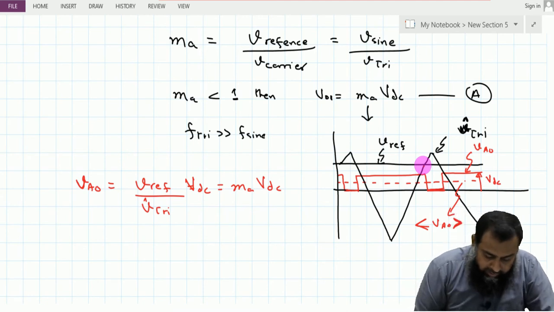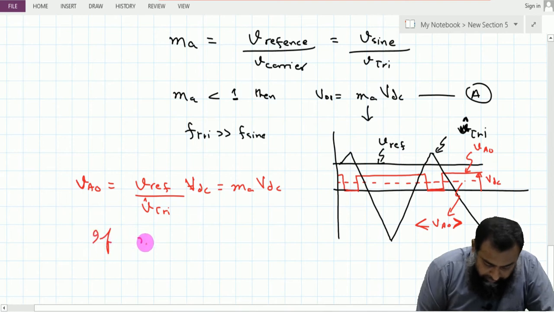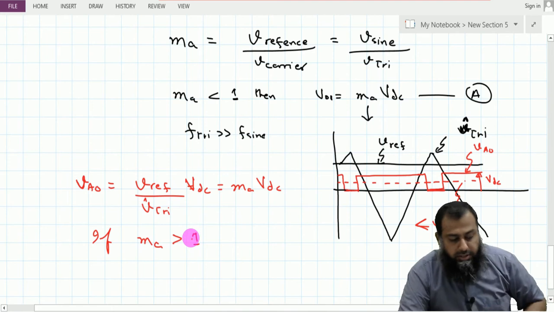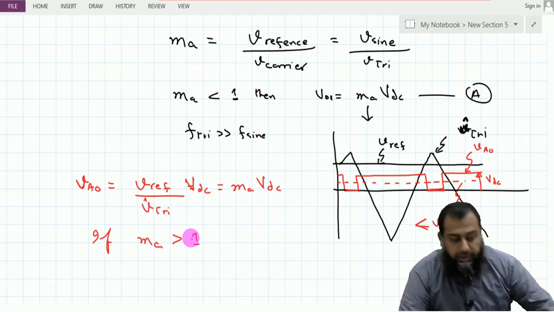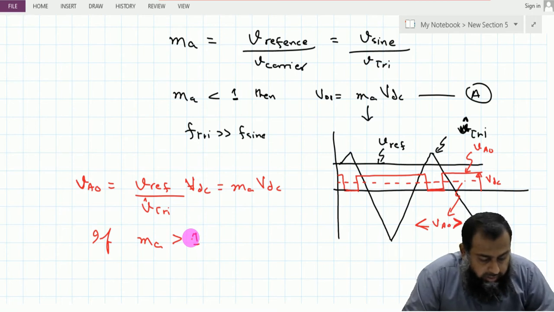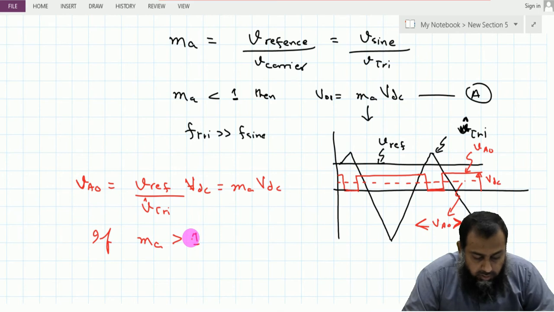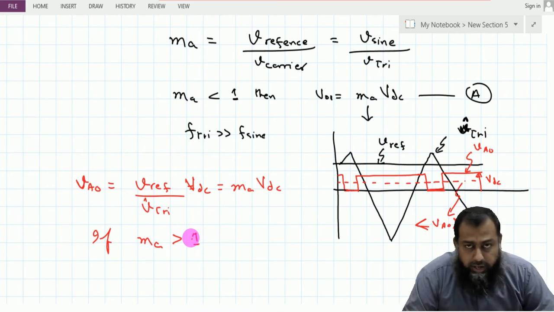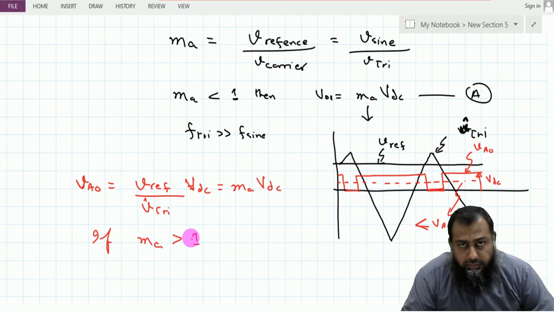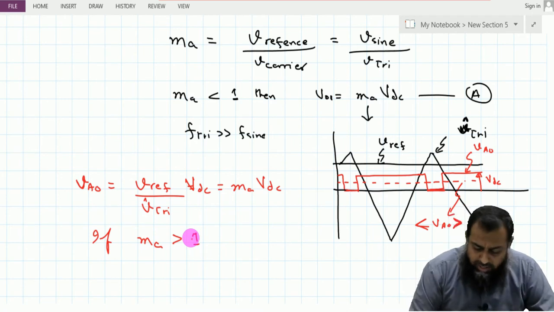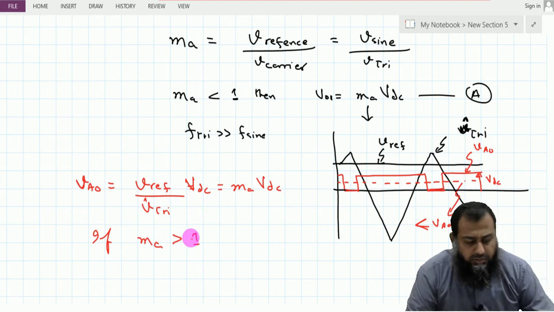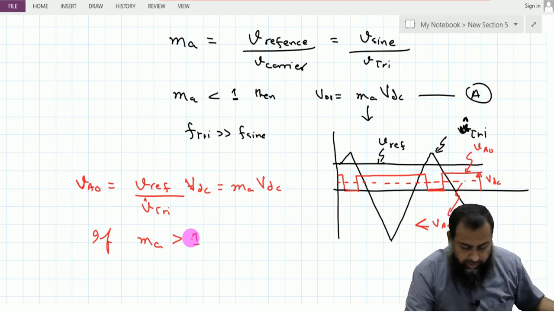Now, if MA is greater than 1, the amplitude of the voltage increases, but it is not increased linearly. And the reference wave voltage is usually a sine wave generated within the control circuit of the inverter, or we take it from the outside, for example from the grid connected system. This reference waveform draws very little power, so it causes no harm.